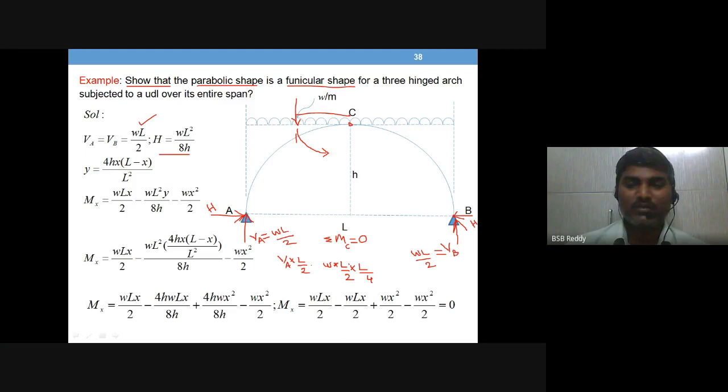Anti-clockwise means what? Hogging, minus. Then what is the other force remaining? H. So H into the distance. What is the distance? Rise value, small h. What is the direction? Anti-clockwise. So what you write? Hogging minus is equal to 0.